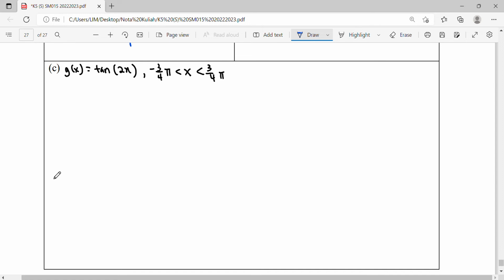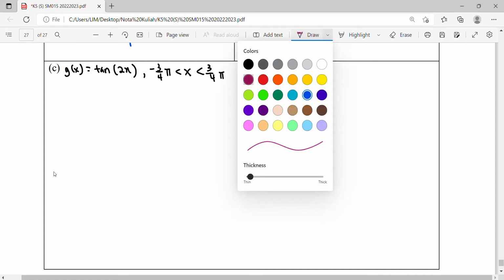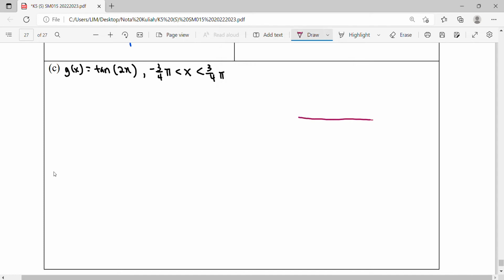Continue for tangent. So basically, for tangent, one period of the graph is pi, having an asymptote at pi over 2. So it's going to shoot up, then the graph will go near to the asymptote. So this is one period. So when I continue, here will be 3 over 2 pi.